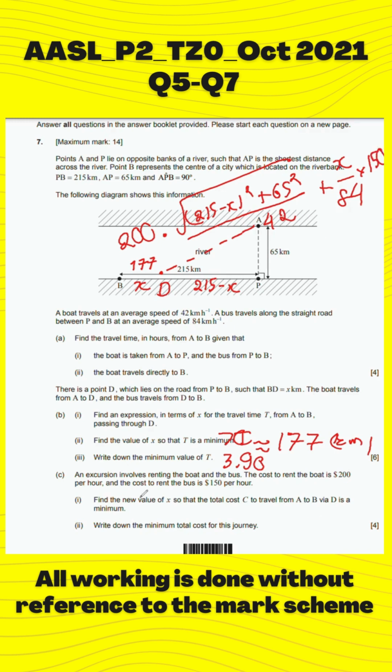Okay, so I put this function into GDC to find the minimum, and the minimum will appear at x nearly 189 kilometers. Write down the minimum. Okay, so the y coordinate of that minimum will be nearly $671.